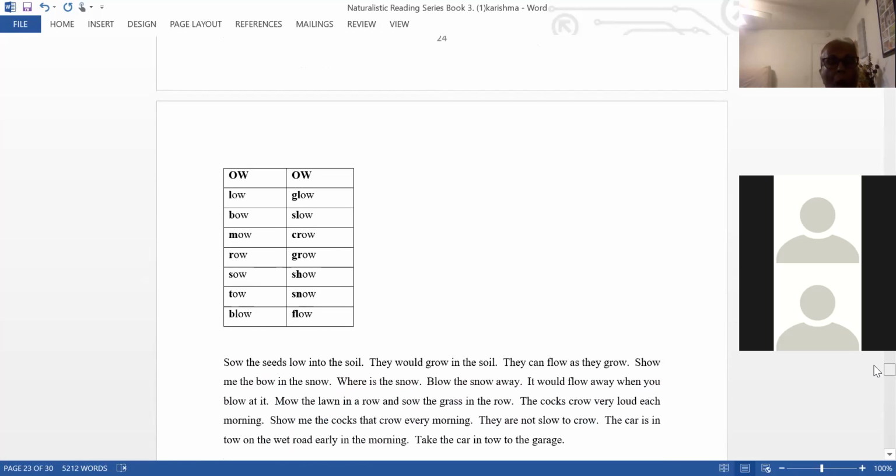And this one is O. Low, O. No, this one is O. In book two, yes, we had O, cow, bow, and some other words with OW. This one is O. Low, bow, mo. So this one says O. Glow, slow.